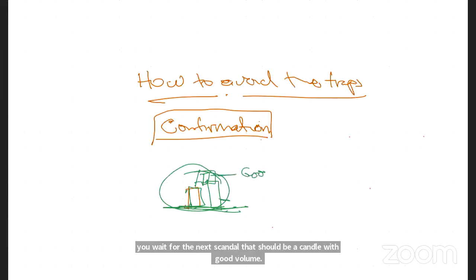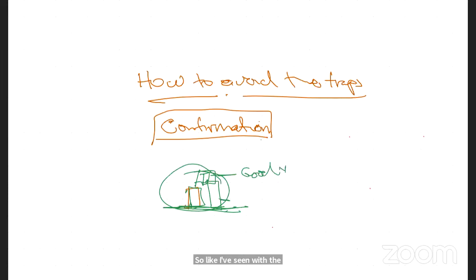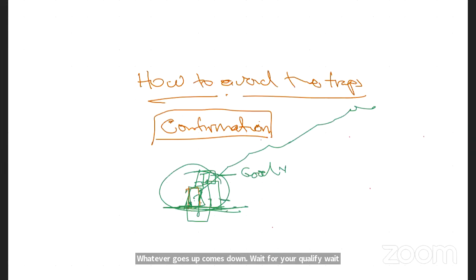So like I've said, when the candle breaks your resistance, wait for the next candle. This candle has broken your resistance. Don't get excited. The market is going, the market is going. Whatever goes up comes down. Wait for your confirmation. Wait for the candle to close above. Wait for the next candle. It is a good way to trade a breakout.